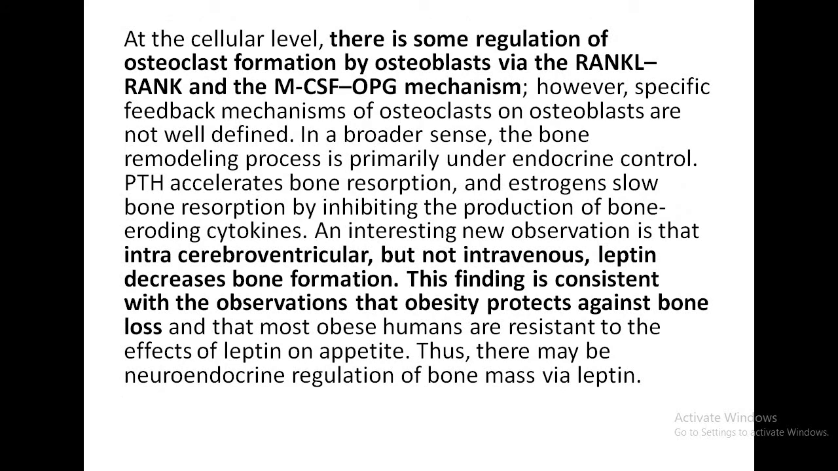So at the cellular level, there is some regulation of osteoclast formation by osteoblasts via the RANK and the M-CSF OPG mechanism. Specific feedback mechanisms of osteoclasts on osteoblasts are not well defined. The bone remodeling process is primarily under endocrine control. So PTH accelerates bone resorption, and estrogen slows bone resorption by inhibiting the production of cytokines.